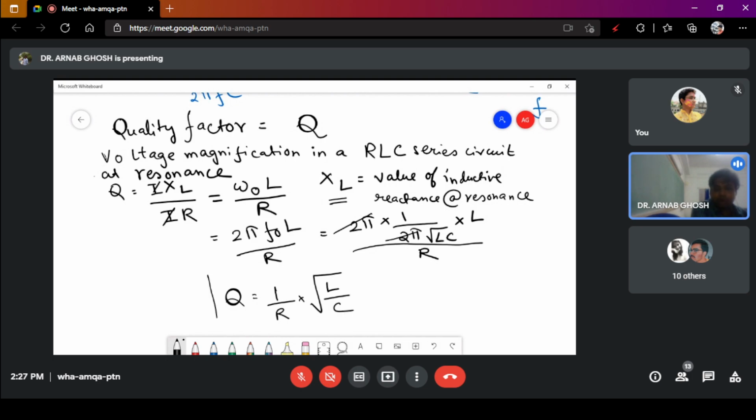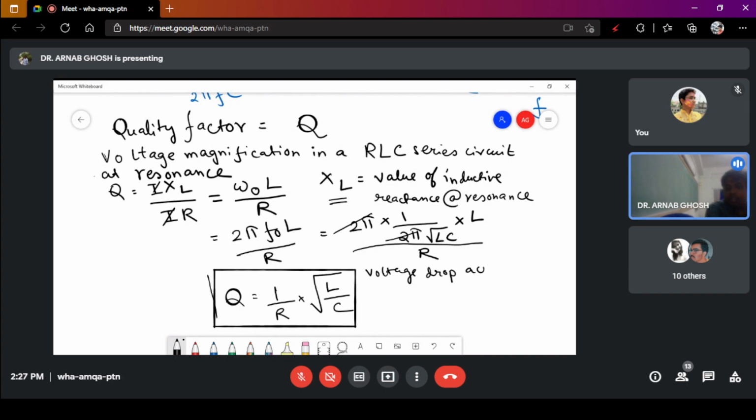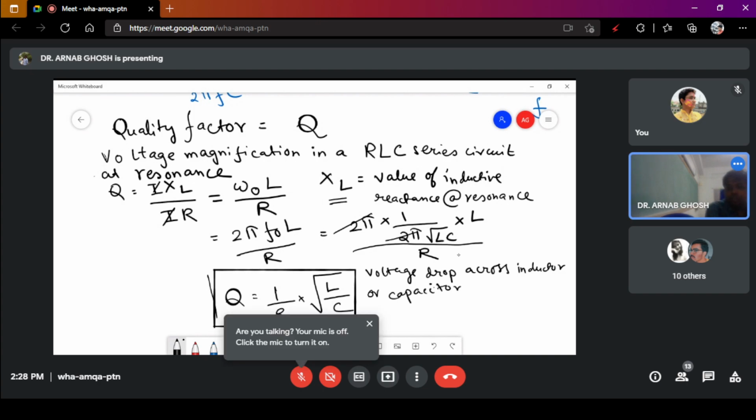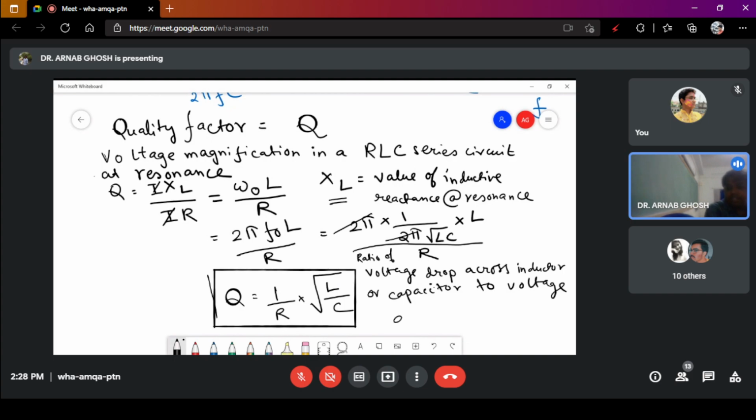So this is the formula for quality factor. Quality factor is the voltage magnification in the circuit, that is the ratio of voltage drop across inductor or capacitor to the voltage drop across resistor. Right? So this is the concept.